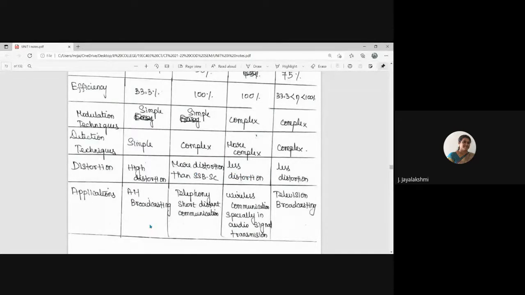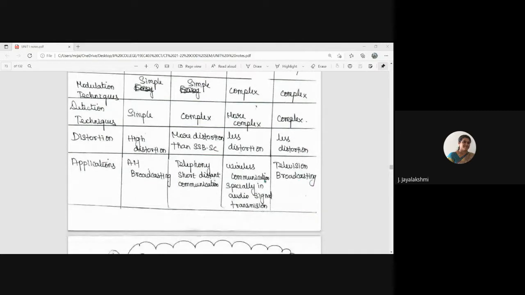Coming to the application, this one is used in AM broadcasting, whereas suppressed carrier is used in telephony and short distance communication. Single sideband with suppressed carrier is used in wireless communication, especially in audio signal transmission. And of course, vestigial sideband, we have seen, is used in television broadcasting, which has a combination of your speech signal and the video signal, where the speech signal has high frequency components and the video signal has low frequency components also present. So in order to have a combination of both, we go for vestigial.